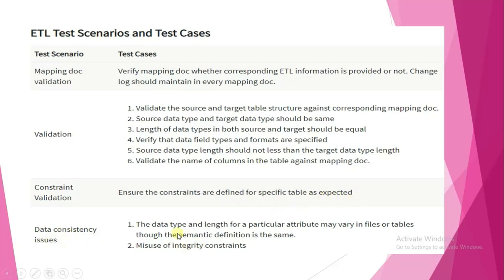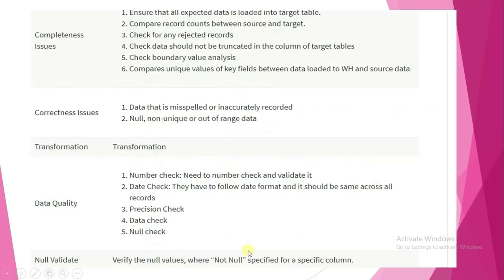Data consistency issues. The data type and the length for a particular attribute may vary in files or tables, though the semantic definition is the same, minus of integrity constraints. Then completeness issues. Ensure that all expected data is loaded into the target table. Compare record counts between source and target. Check for any rejected records and check that data should not be truncated in the columns of target tables. Check boundary value analysis. Compare unique values of key fields between data loaded to the WH and the source data.